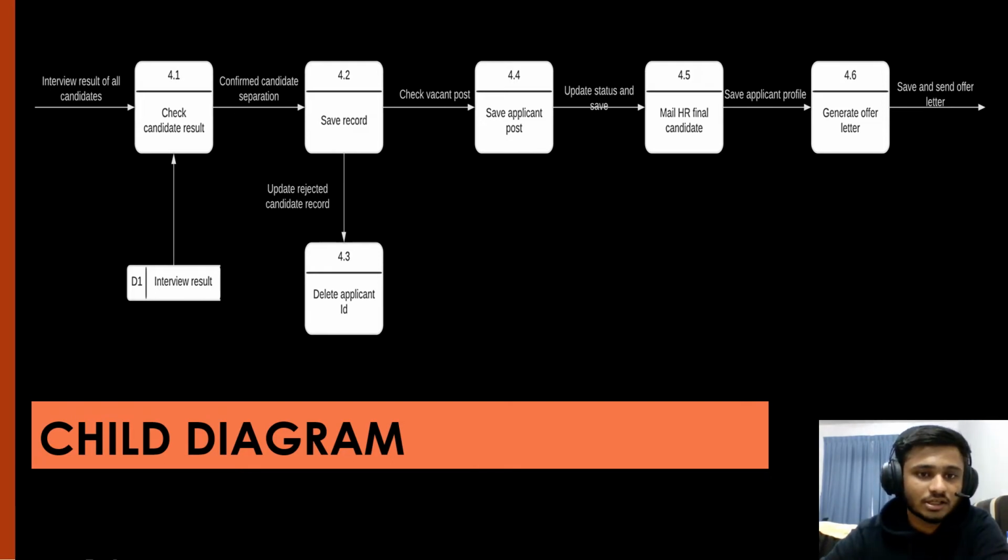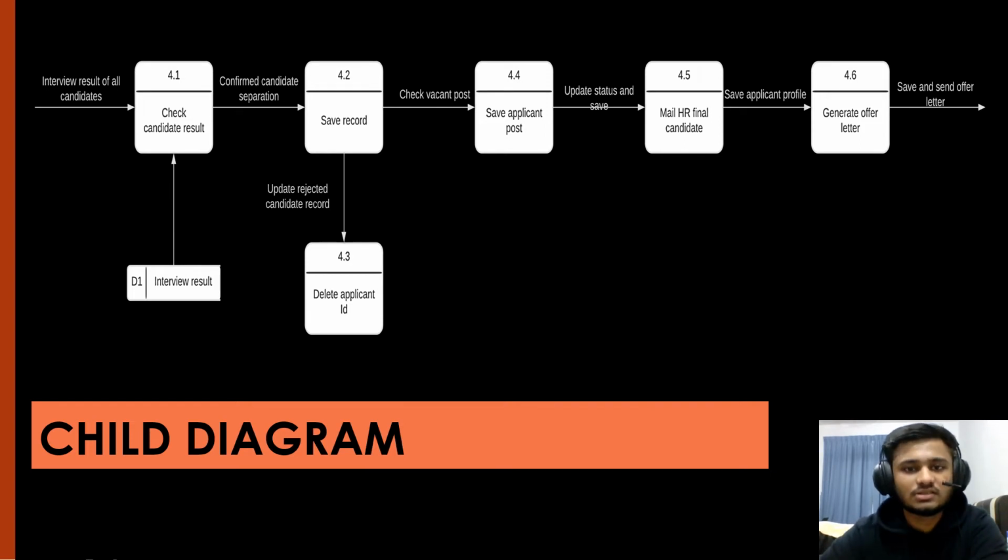So after that, it's being stored in the database again. After that, the confirmation of the candidate separation takes place. Here the records are being saved and separated. At first, the applicants who were rejected, their IDs get deleted in the system so that their files don't cause any hindrance in the further establishment.